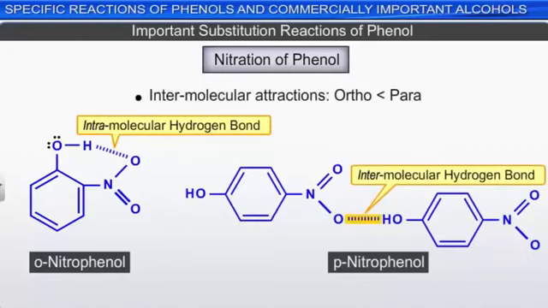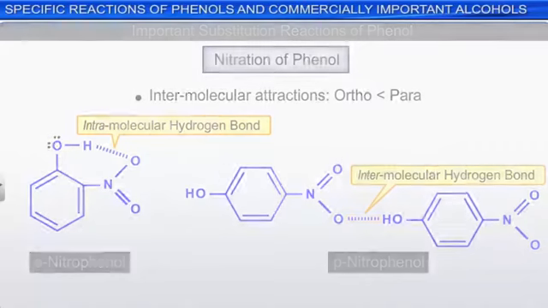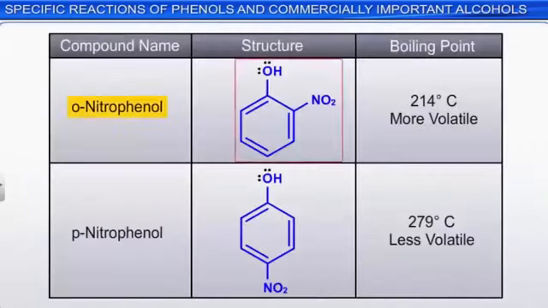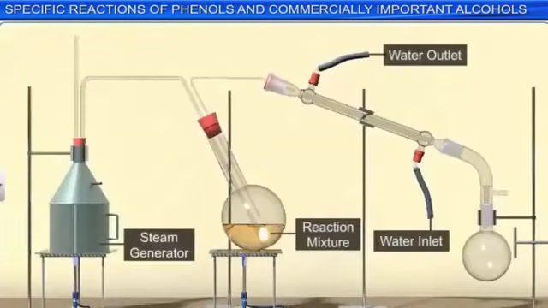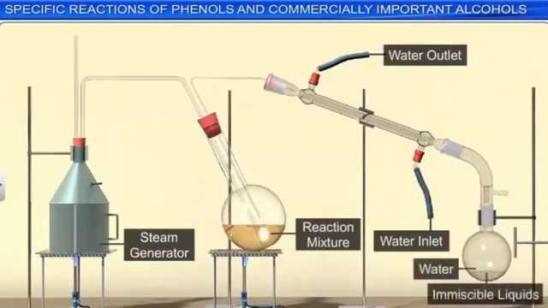Therefore, ortho-nitrophenol is more volatile, with a lower boiling point than para-nitrophenol with a higher boiling point. We can use the difference in their boiling points to separate the isomers by steam distillation. Ortho-nitrophenol is steam volatile, but para-nitrophenol is not.